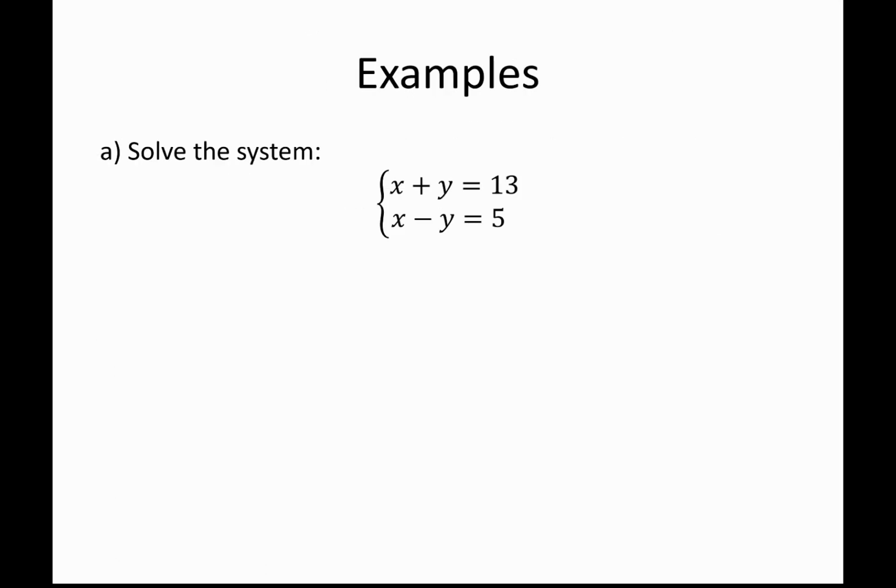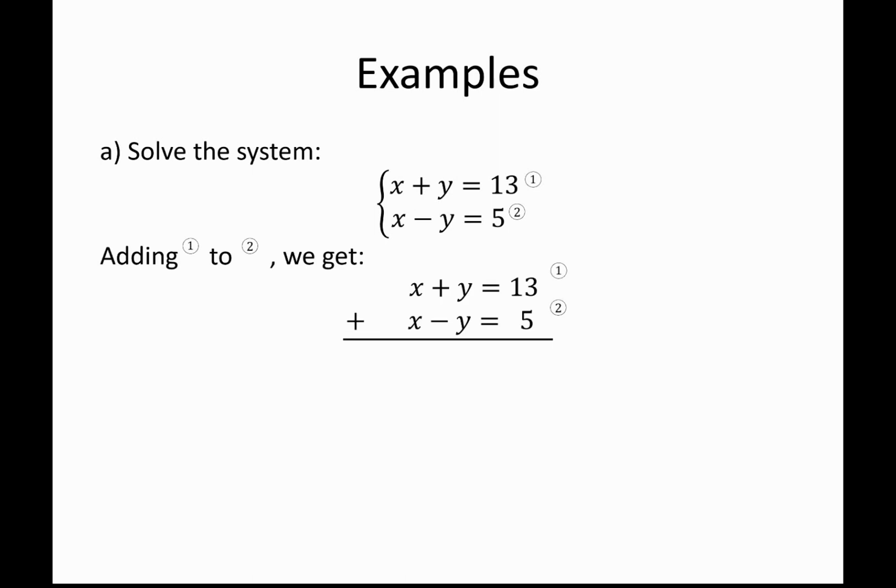Okay, let's jump right in. Notice that in the system that we are solving in example A, both equations 1 and 2 are already in standard form. The x's and y's are on the left-hand side of the equation and the constant terms are on the right. So we're ready to roll. Furthermore, notice that the y terms in both equations are opposites of one another straight away. So we can go straight to adding the two equations together.